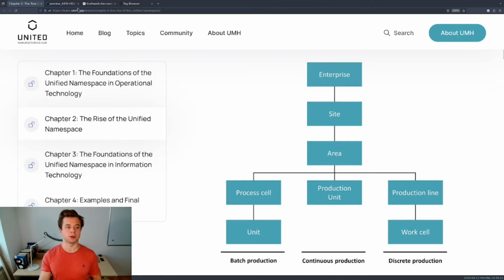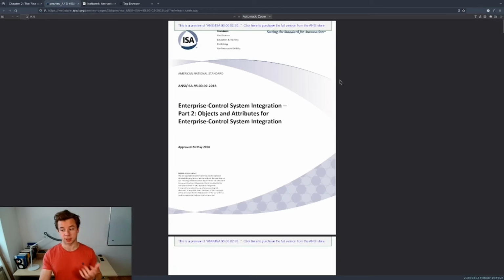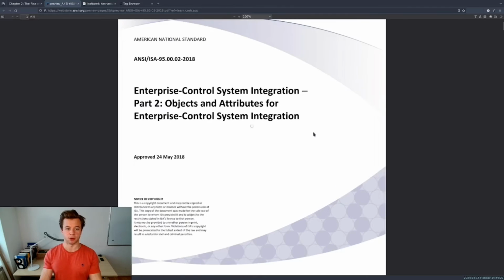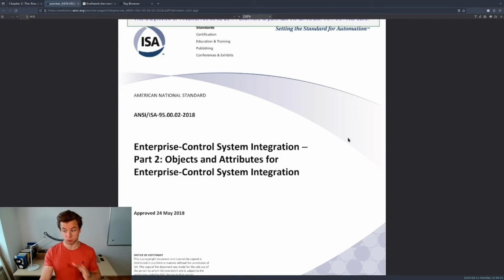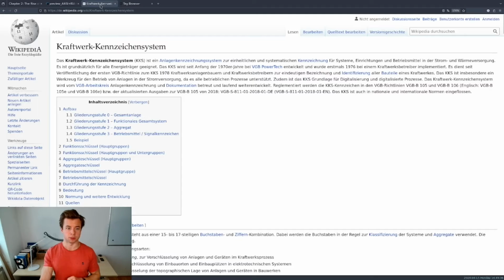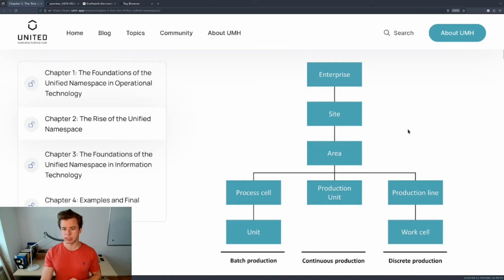To give you an example, the UMH stack, as well as most implementations of a unified namespace, will rely on the ISA95 Part 2 specification that can be found and purchased online. It's not the only specification that could be used. For example, in Germany, the KKS or Kraftwerk Kennzeichensystem is a typical specification used in the power sector. But for the unified namespace, mostly we will rely on the ISA95 standard.